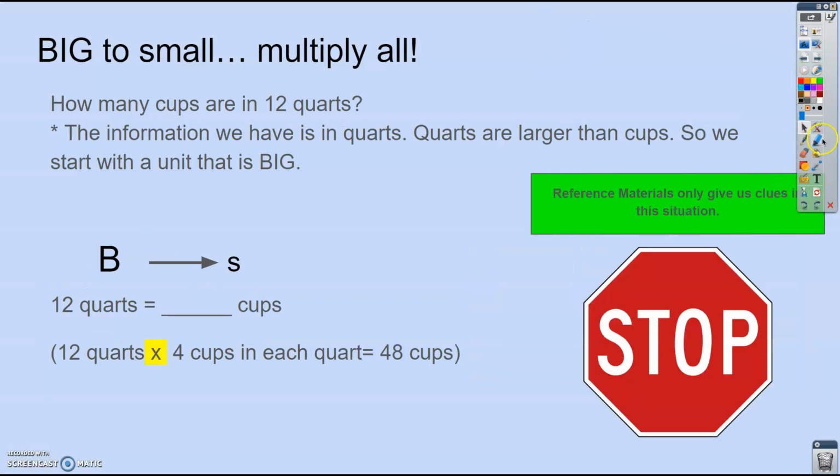Now, we have another situation where big to small, multiply all. How many cups are in 12 quarts? The information we have is in quarts. Quarts are bigger than cups. So big to small, we're going from a big unit of measure to a small unit of measure, so we're going to multiply. But there is no direct connection between quarts and cups on your reference material sheet. This is where the big G is going to come in handy.